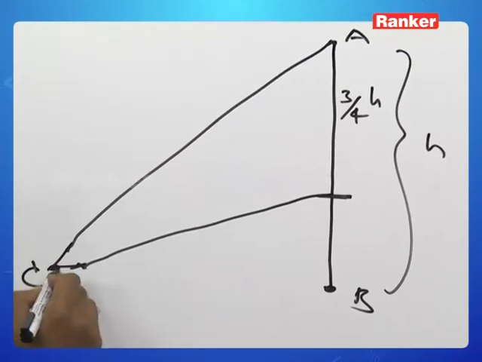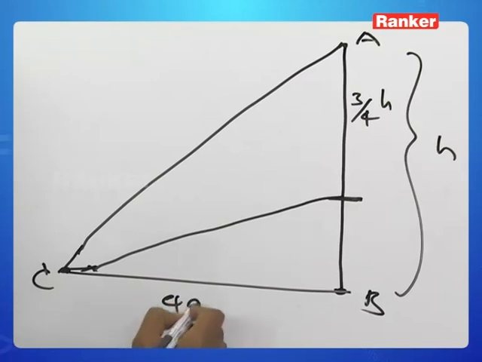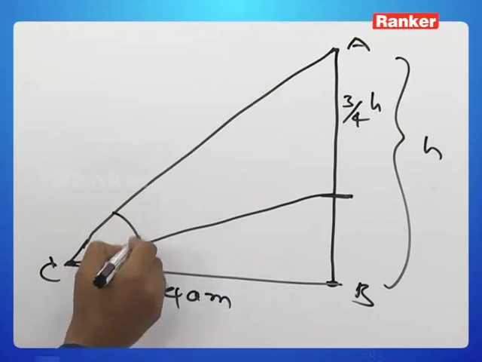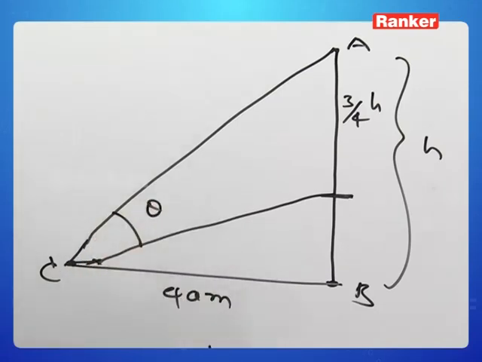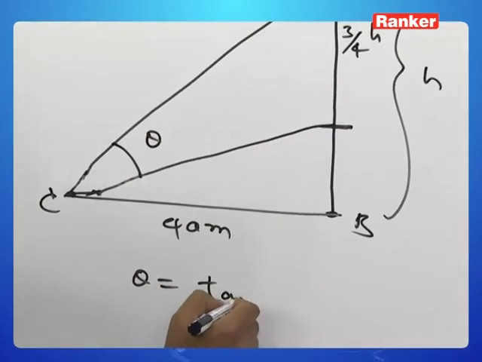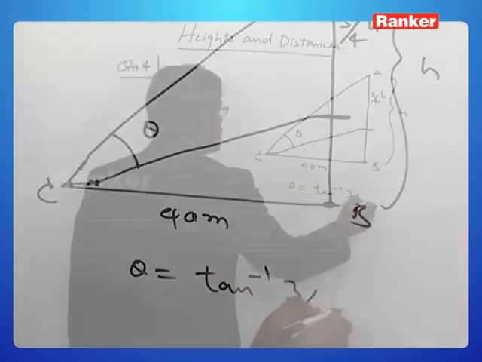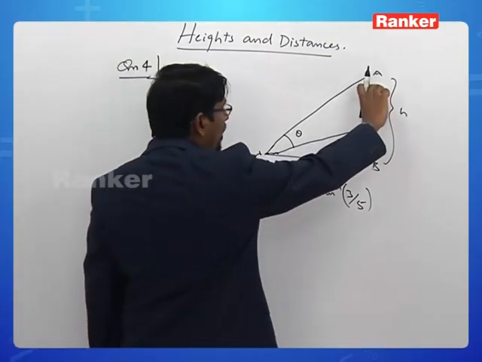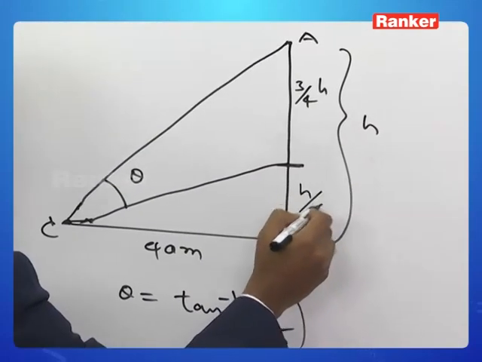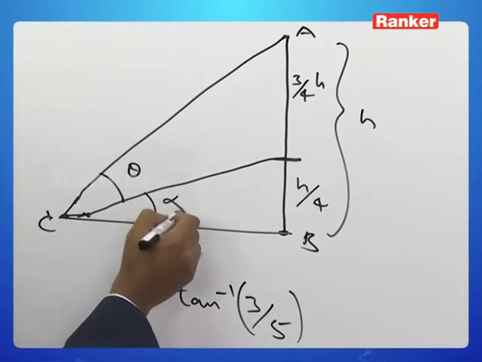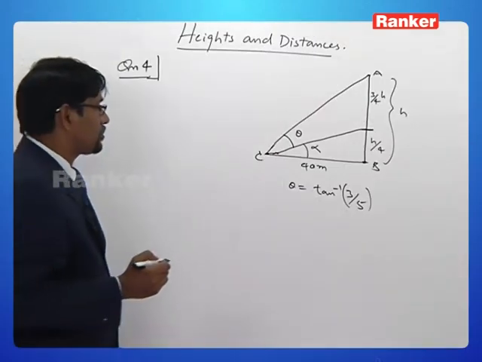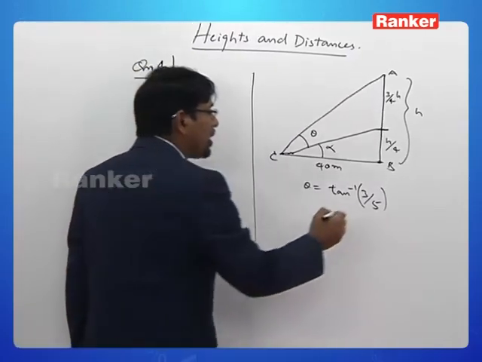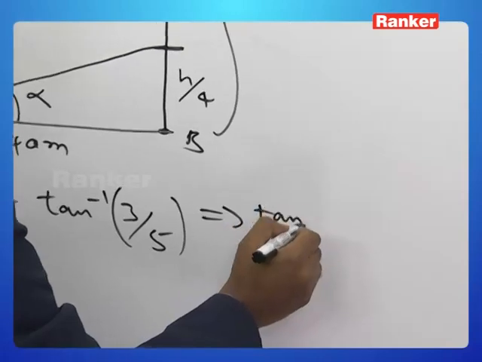This is C, let us say. This is 40 meters away from it. This is subtending an angle tan inverse of 3 by 5. This is theta, where theta is equal to tan inverse of 3 by 5. Now, if this is 3/4 of H, this will be H by 4. Let us think that this angle is some alpha. Okay, here. So, tan theta is equal to 3 by 5.